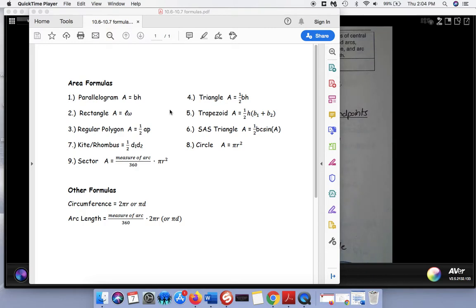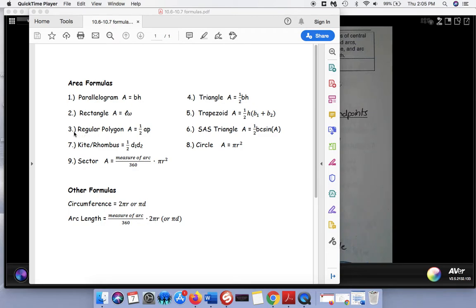In 10.4, there's actually no formula on here from 10.4 because 10.4 is about ratios of perimeters and ratio of areas, which would relate mostly back to our chapter 7 when we talked about ratios, which is a way to compare two quantities.